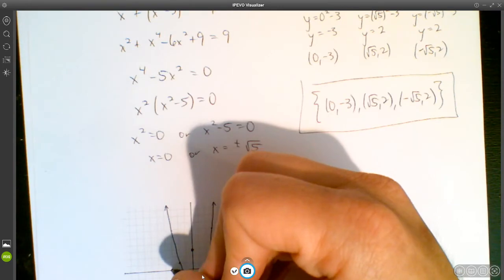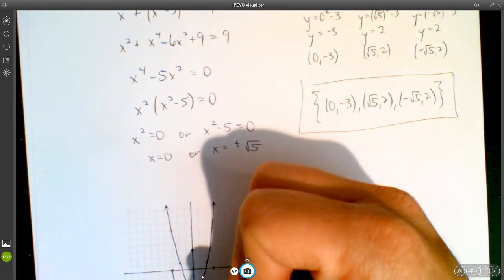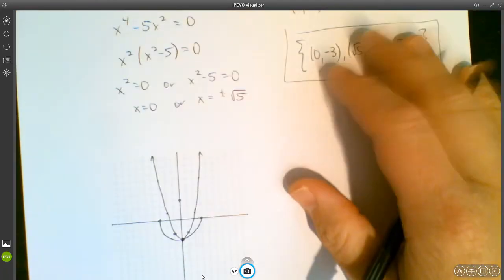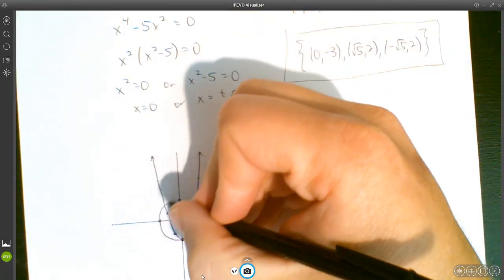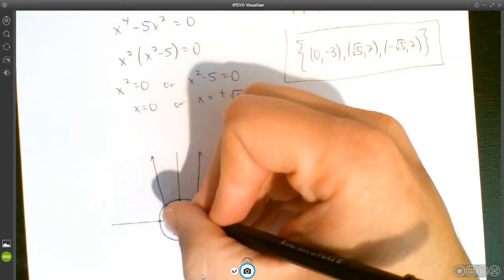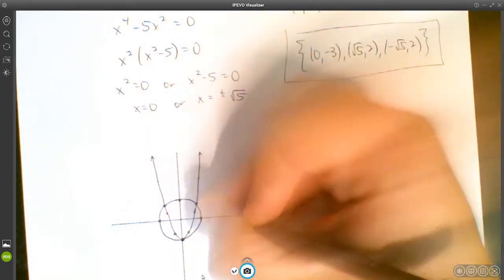Okay, so definitely the curves intersect at the point 0, negative 3, right? So that solution makes complete sense. But then they do also intersect at 2 more places, right? There and there.